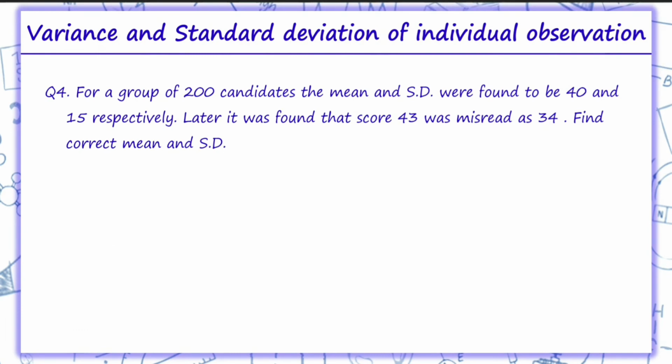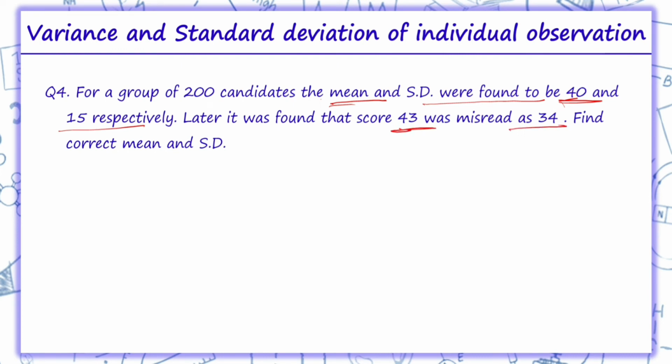So the question is, for a group of 200 candidates, the mean and standard deviation were found to be 40 and 15 respectively. Later it was found that the score 43 was misread as 34.